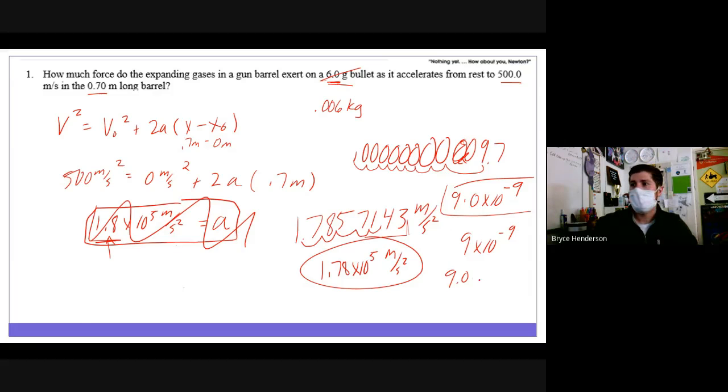On your calculator, what's the difference in pushing the times 10 to the and the E button? Great question. It's the same thing. If I entered this in the calculator, it would say 1.78 E5.